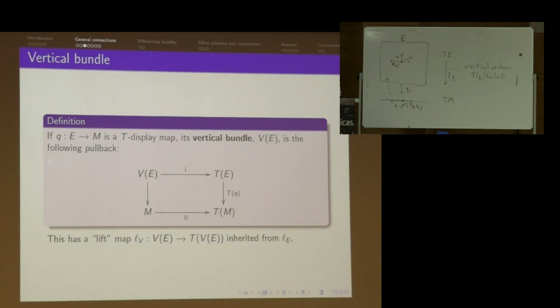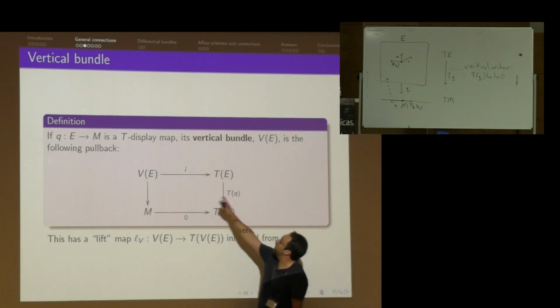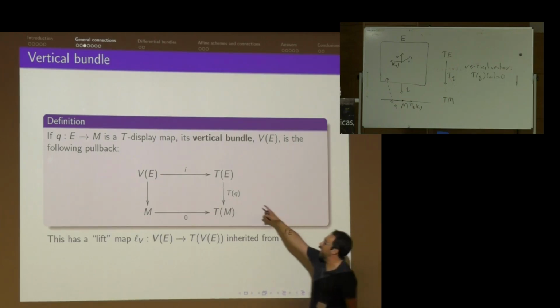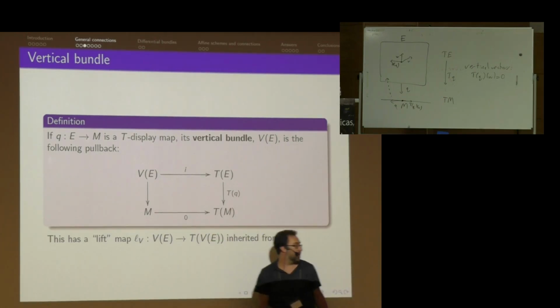So what do we need to talk about connections? First of all, we're going to need to talk about this space of vertical vectors, right? So this vertical bundle is going to be this pullback, the thing for which T of q goes to 0. So those would be the space of vertical vectors.